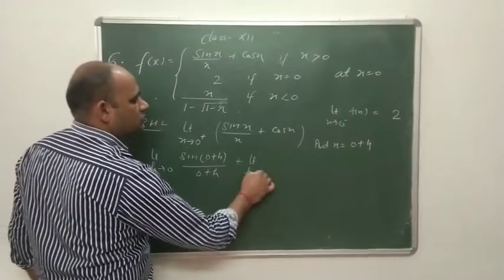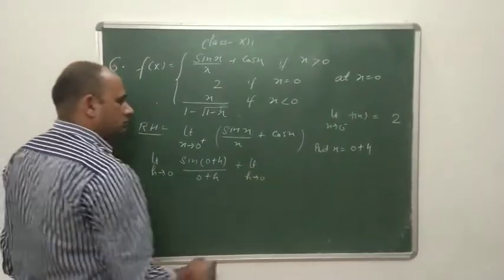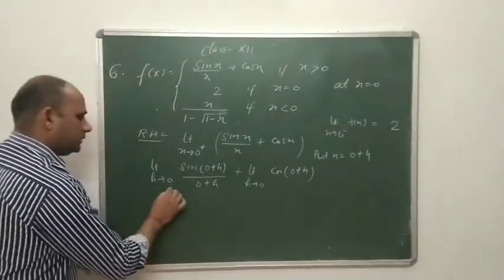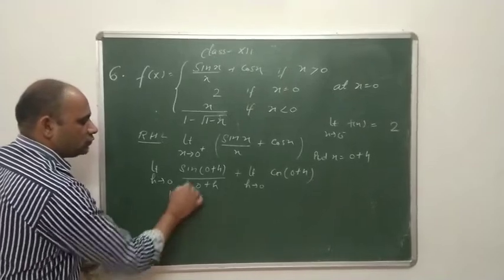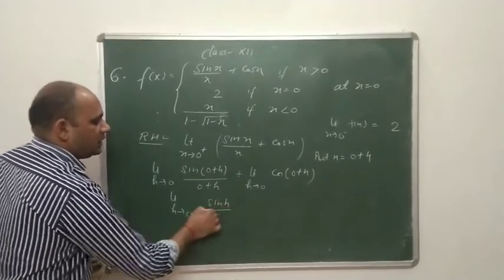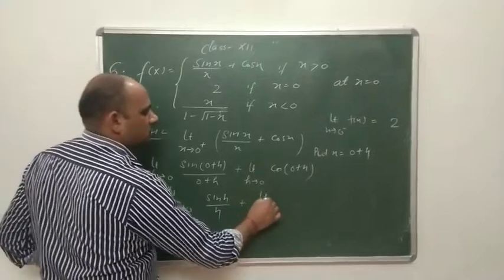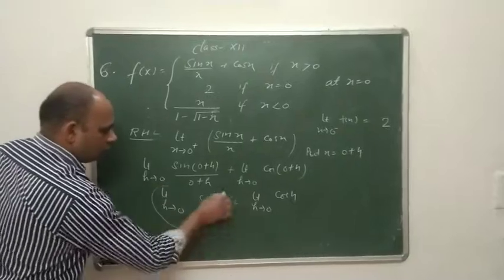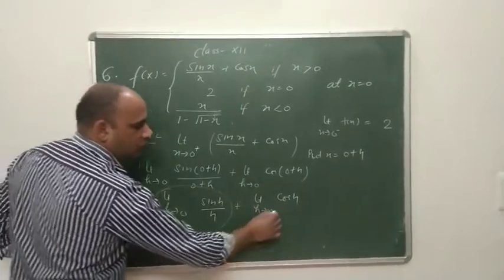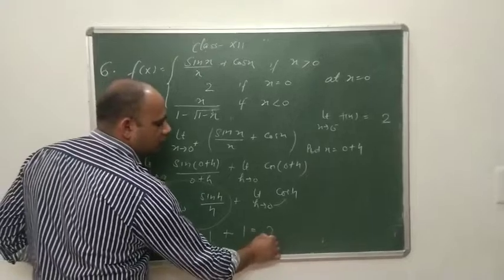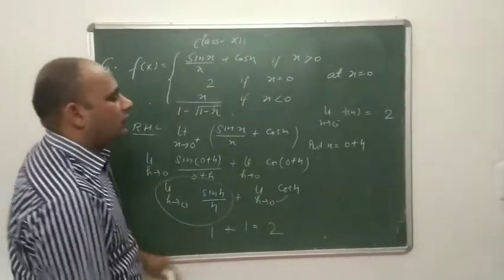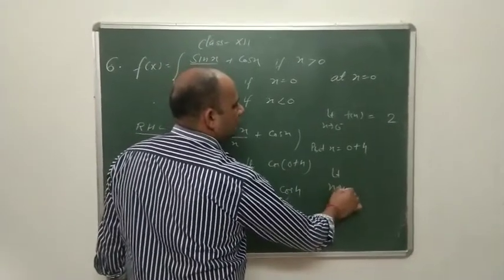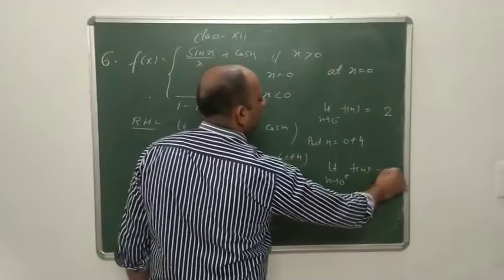plus limit h tends to 0, cos(0 plus h). Here limit h tends to 0, sin h upon h, plus limit h tends to 0, cos h. So you know sin h upon h is equal to 1, and cos 0 is also 1, so 1 plus 1 is 2. Okay, so our right hand limit is also 2. Limit x tends to 0 plus f(x) is also 2.